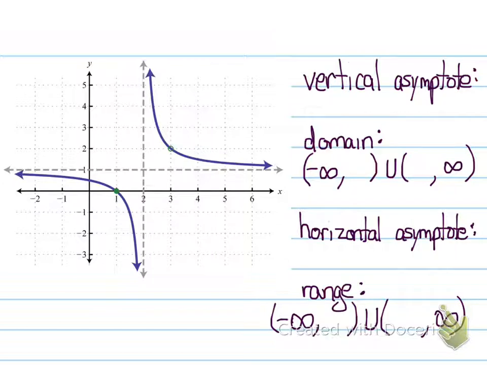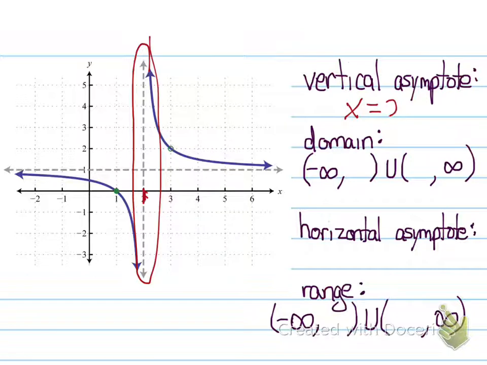So for the vertical asymptote, looking at this graph, it is basically this imaginary vertical line right here. And that vertical asymptote crosses the x-axis at 2. So therefore, my vertical asymptote is going to be x equals 2.